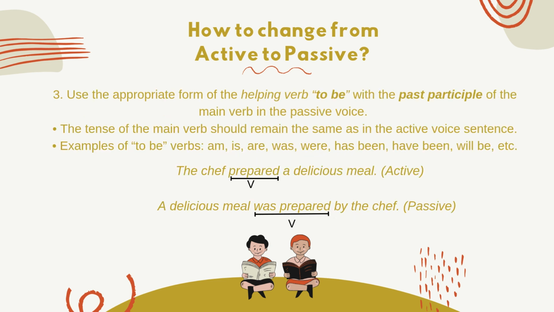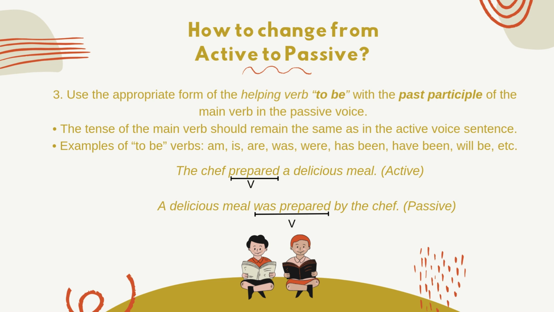Now, number 3. We have to use the appropriate form of the helping verb to be with the past participle of the main verb in the passive voice. The tense of the main verb should remain the same as in the active voice sentence. So we have it in the past tense. It has to remain in the past tense, but it has a specific form in the passive voice. Examples of verb to be are am, is, are, was, were, has been, have been, will be, etc.